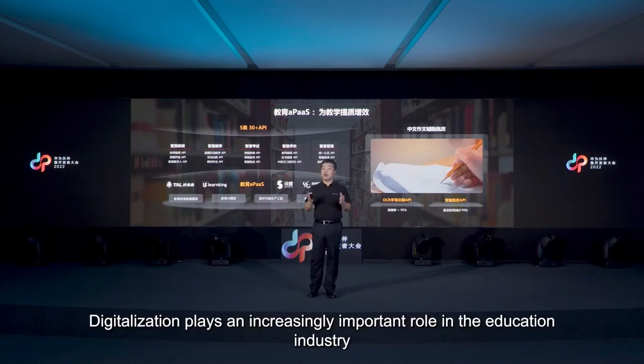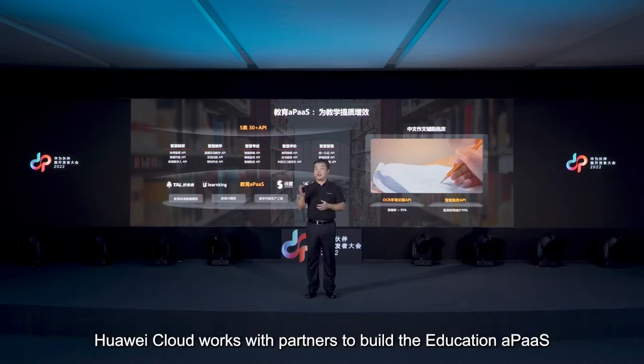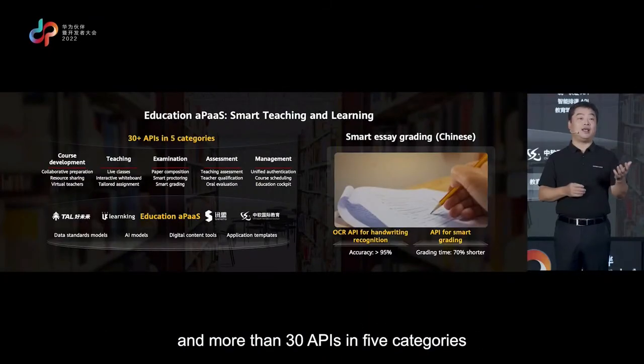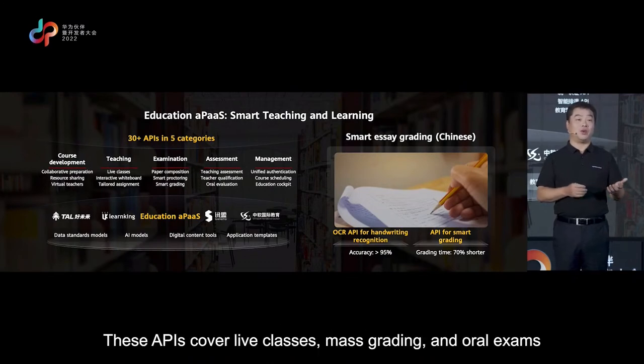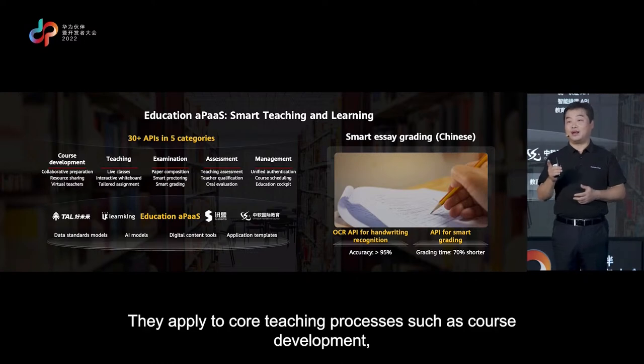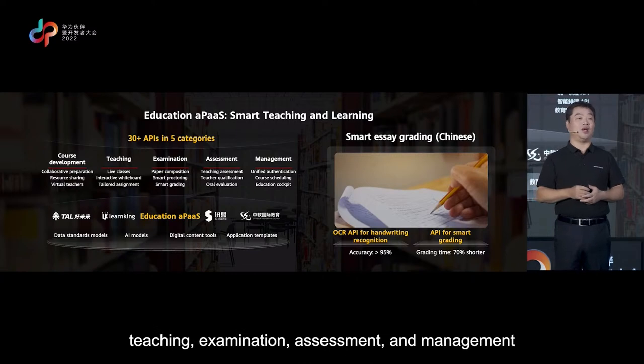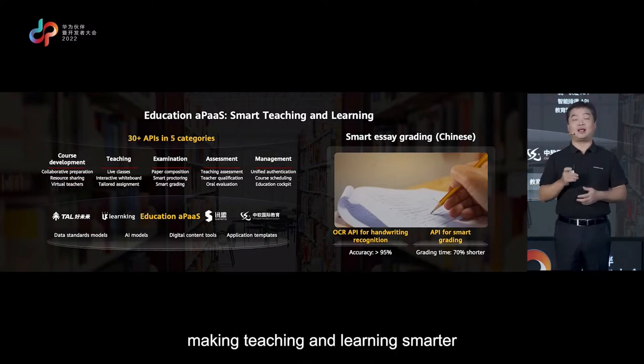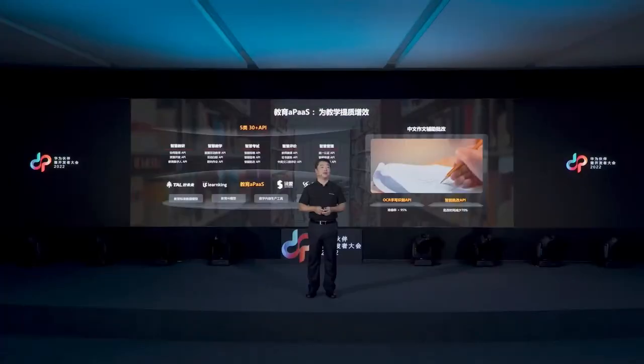Digitalization plays an increasingly important role in the education industry. Huawei Cloud works with partners to build the education APaaS and more than 30 APIs in 5 categories. These APIs cover live classes, mass grading, and oral exams. They apply to core teaching processes such as course development, teaching, examination, assessment, and management, making teaching and learning smarter.